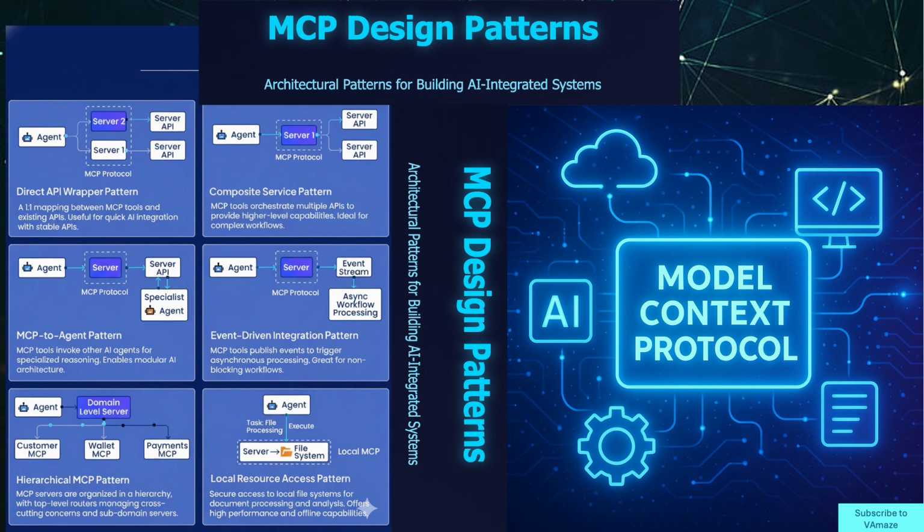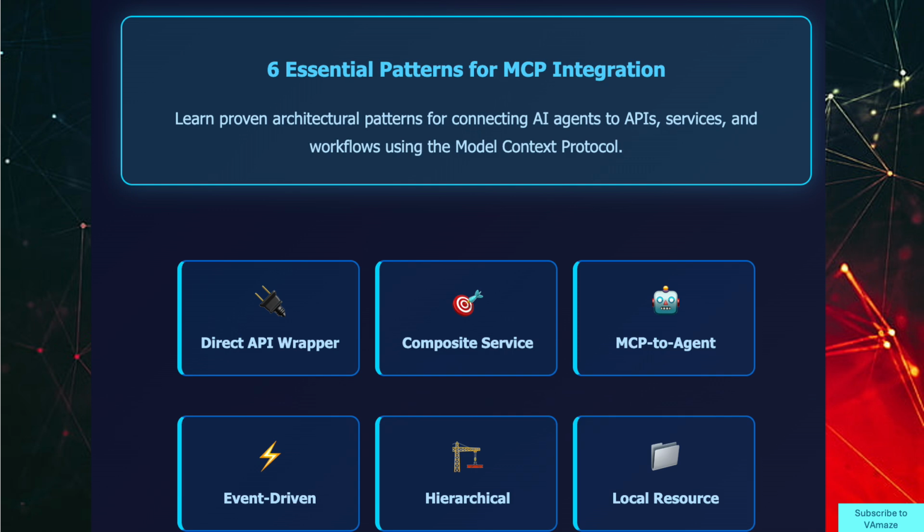We'll cover the Direct API Wrapper for quick integrations, the Composite Service pattern for complex workflows, MCP-to-Agent for specialized reasoning, event-driven integration for asynchronous processing, Hierarchical MCP for enterprise-scale systems, and local resource access for high-performance file operations. Let's dive in. Direct API Wrapper pattern.